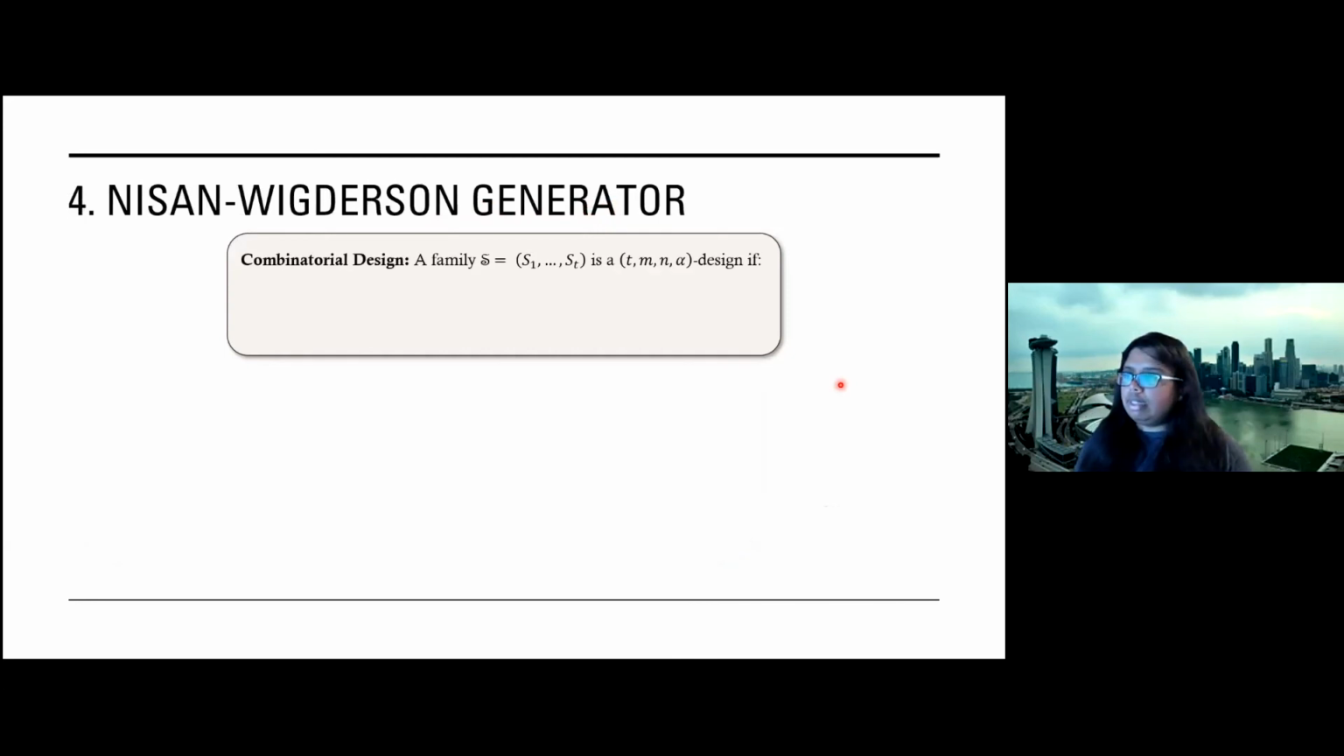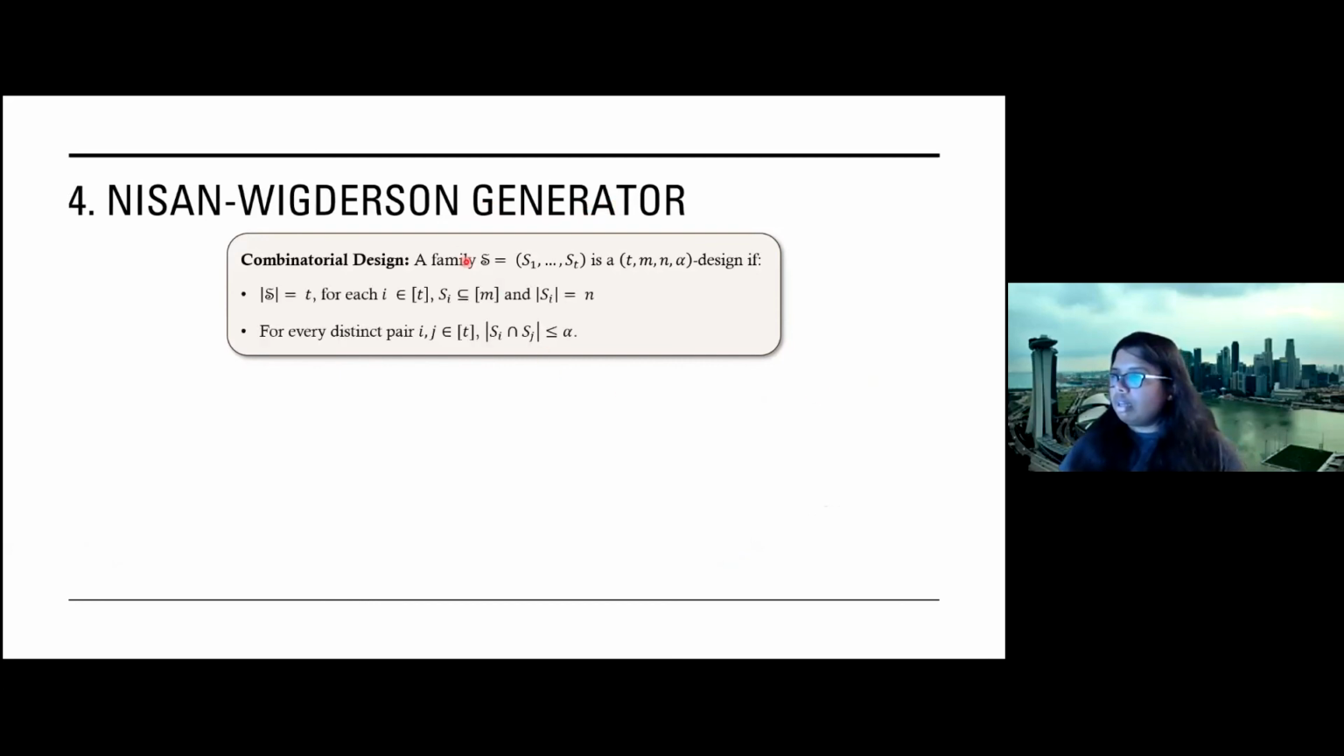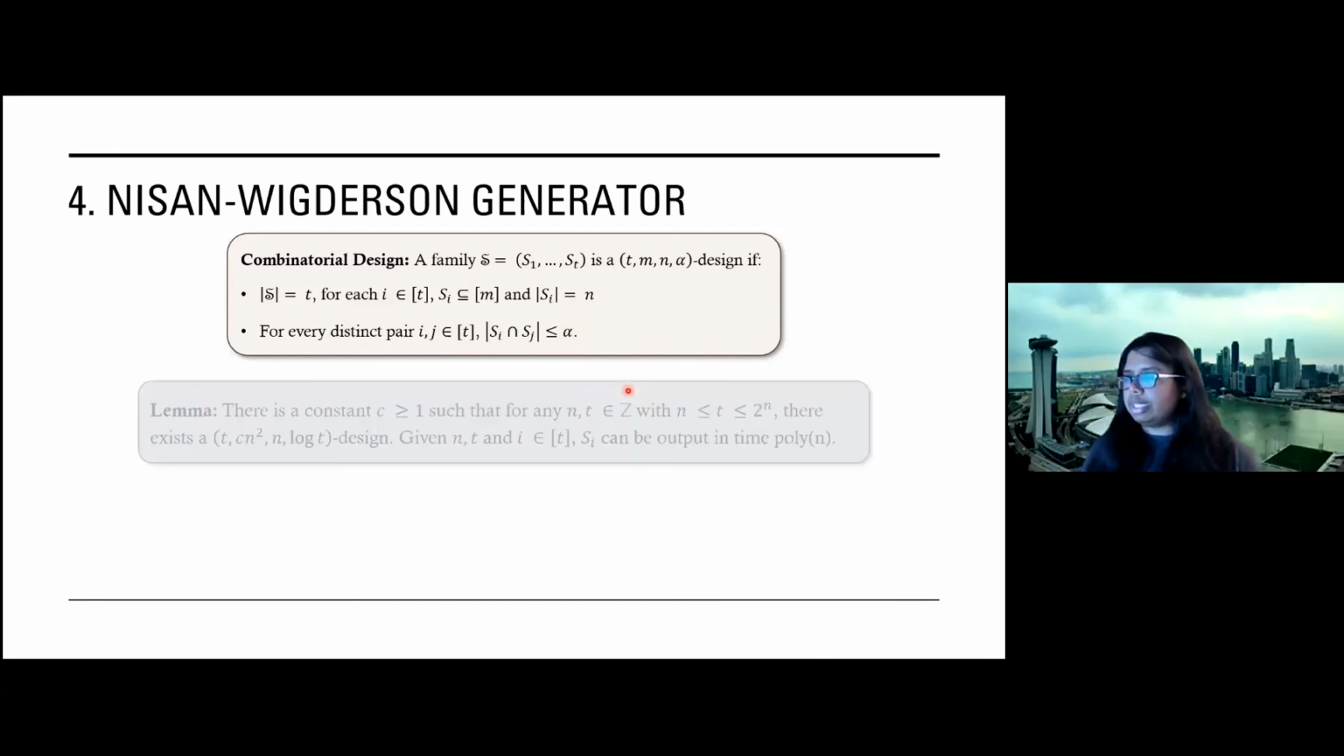And finally, we can talk about the Nisan-Wigderson generator. I will very quickly go through this. It's essentially some family S of sets S1 to ST. Each of these sets is of size n. They can take values from a universe of size m. And there are T of these sets. What makes this a design is that given any distinct i and j, the intersection between the elements is at most alpha. And that's the combinatorial design that exists.